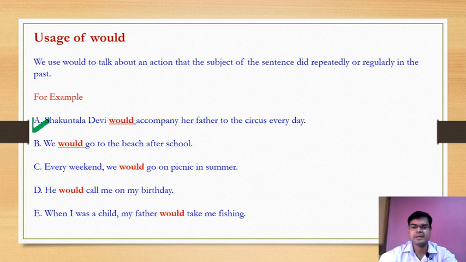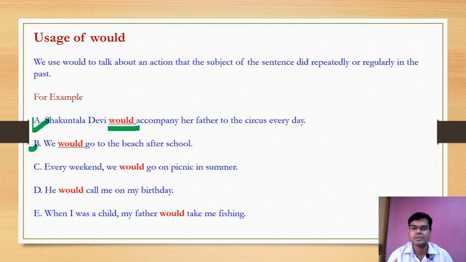Shakuntala Devi would accompany her father to the circus every day. As we know, when we read this essay, Shakuntala Devi's father was a circus artist, and he used to go from one place to another, from one village to another village, and whenever he went anywhere, Shakuntala Devi would go with him. That's why would. This was something which used to happen regularly, and that's why would has been used. I hope you are getting it correct. Very nice.